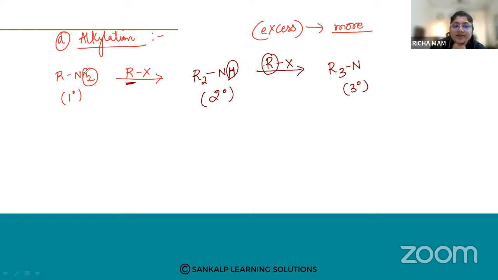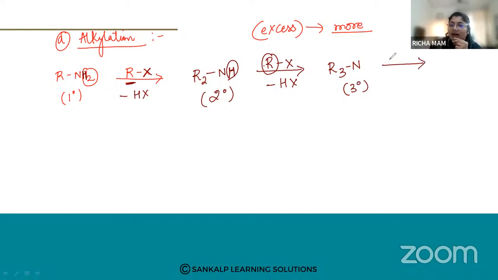So here, what is our byproduct? Your hydrogen is left and your X is left, so minus HX. Again, here also minus HX, because a replacement is undergoing. Your hydrogen is replaced by R, so you will be left with HX.